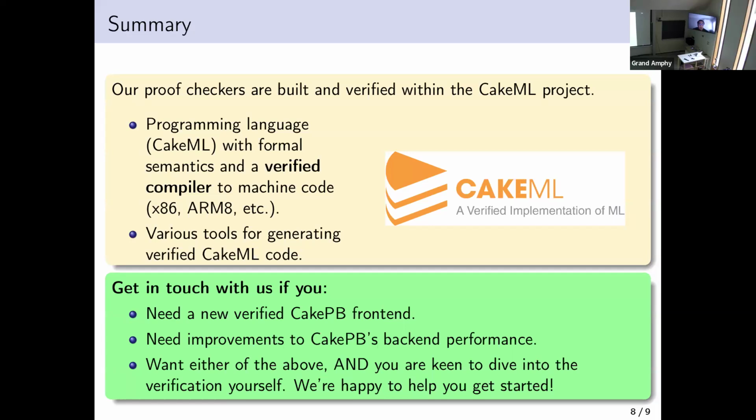More questions for Yong Kiam? How bad would it be to add a new rule into the CakePB format? For example, the meerkat.